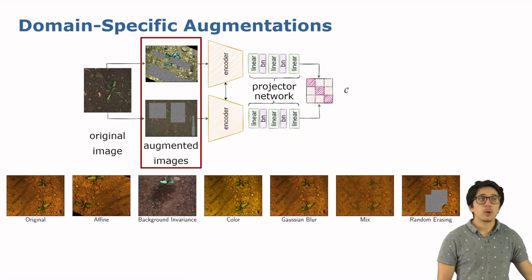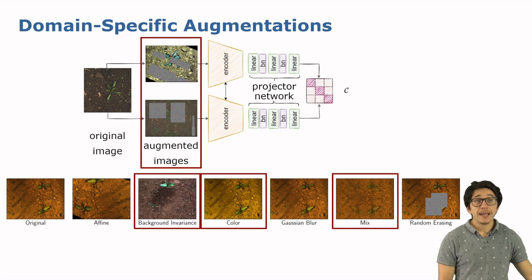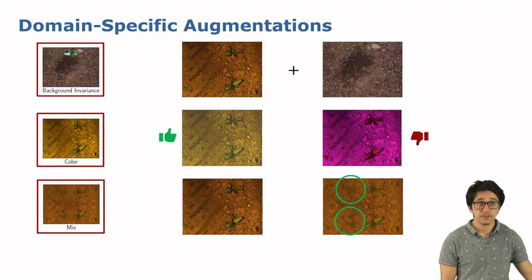We use both common augmentation strategies, such as the affine transformation or the Gaussian blur, and new augmentations specific for our domain. In particular, the background invariance is a new augmentation that we propose, while the color and mix are variations of existing augmentations that we change to adapt them to our domain.